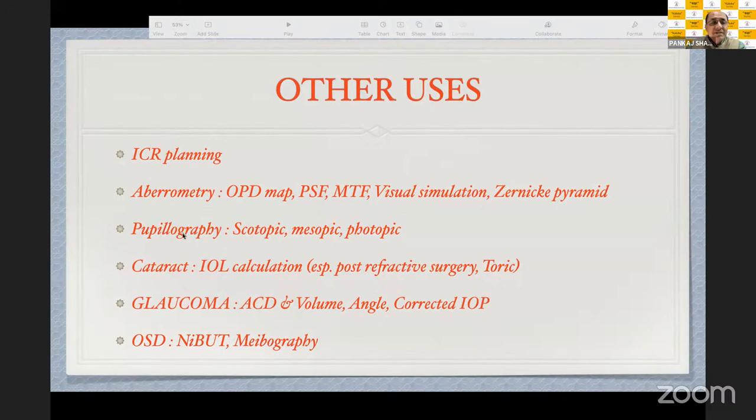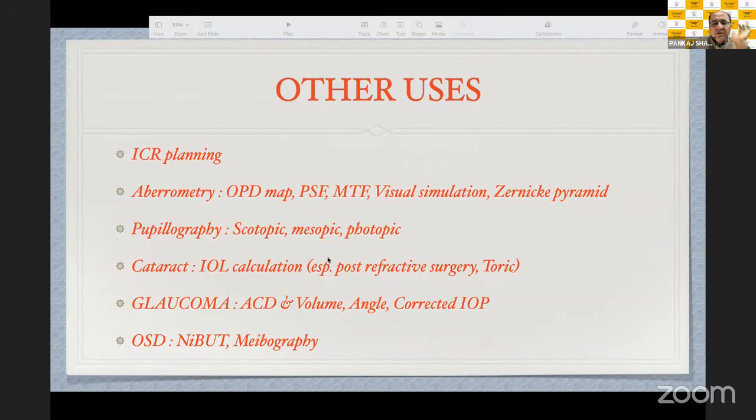Then it can measure pupillography. Now, it measures the pupil size, and in Pentacam it is always done in the dark. So pupillography, if you take the pupil, it will be a scotopic pupil. Here, since the mires are illuminated, it will calculate the pupil size in varying intensity of the mires. It can calculate scotopic, mesopic, and photopic pupil size.